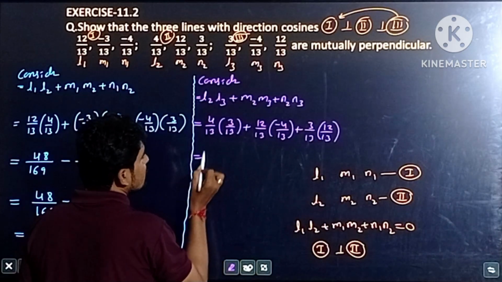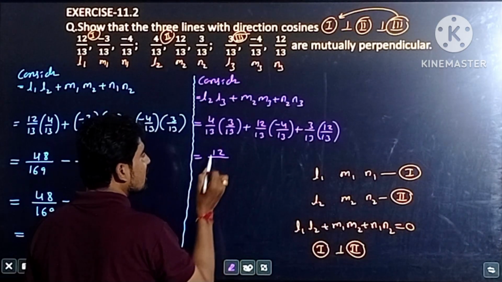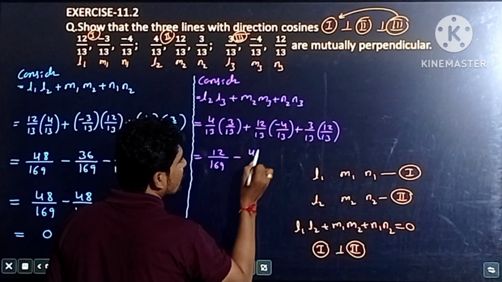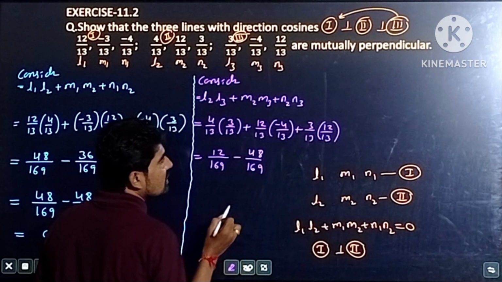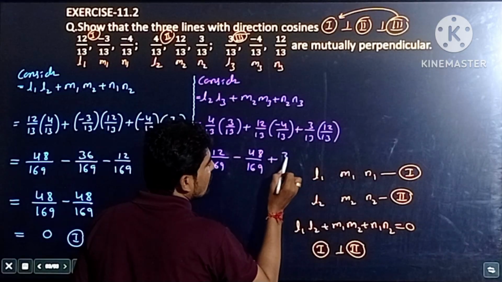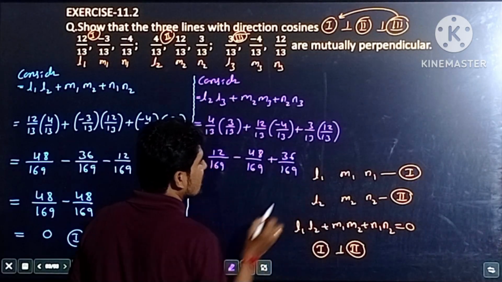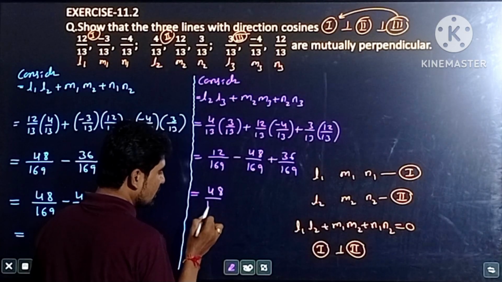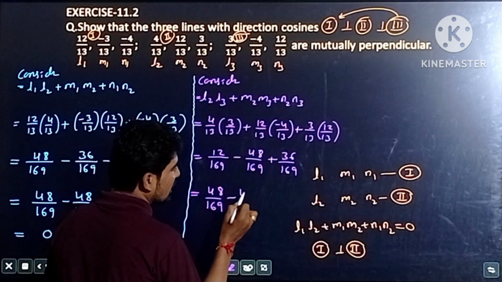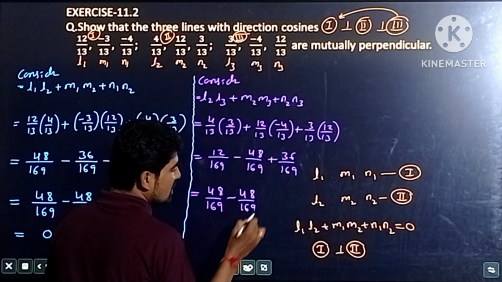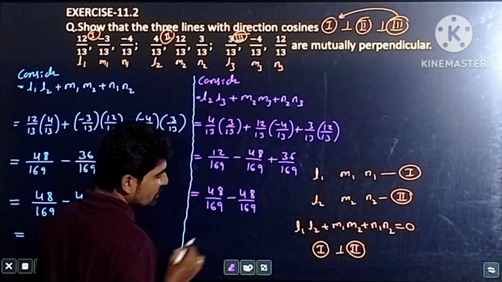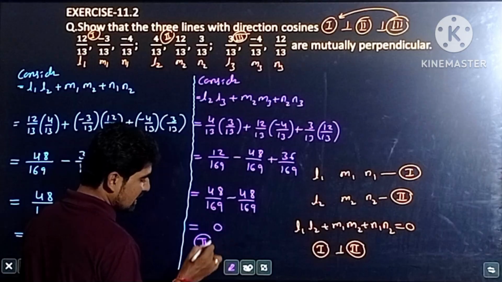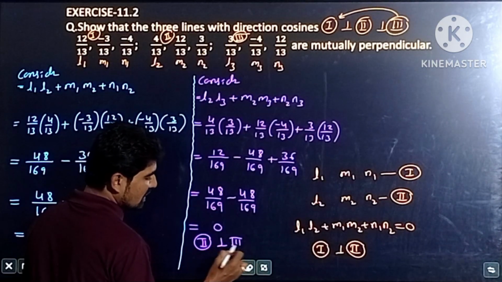Now this is equal to 4 into 3, 12 divided by 13 into 13, 169, plus into minus, 12 into 4, 48 divided by 169, plus 3 into 12, 36 divided by 169. Now observe here, 12 plus 36 is 48 divided by 169 and minus 48 divided by 169 as it is. So plus 48 by 169 minus 48 by 169 cancel, the answer is 0. It means the second line is perpendicular to the third line.